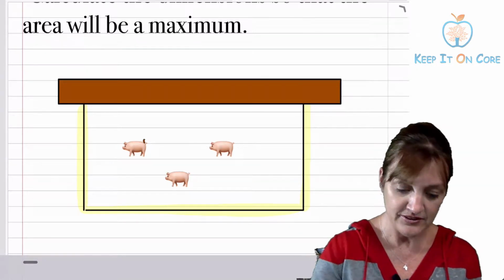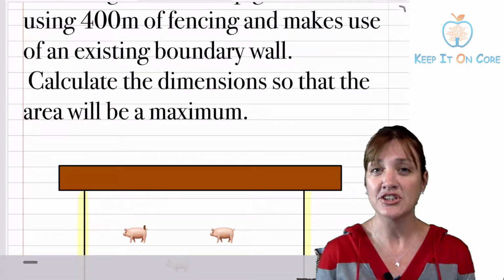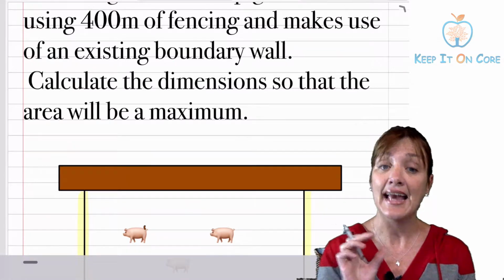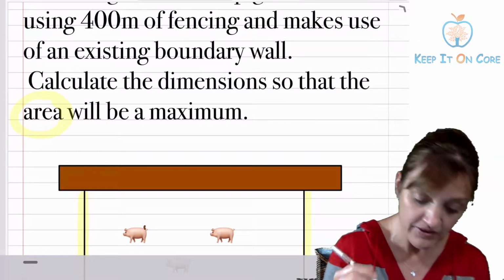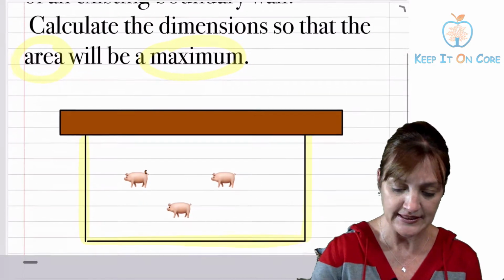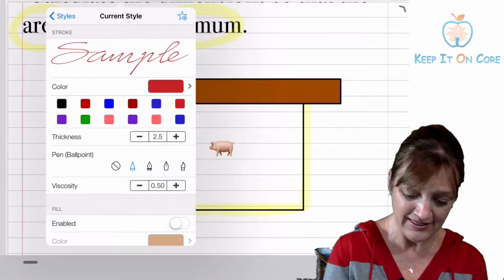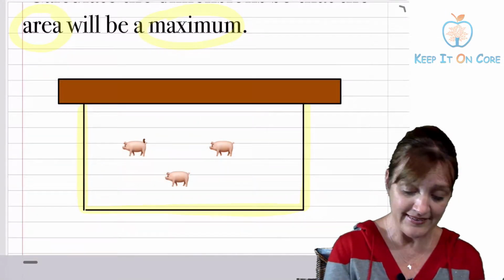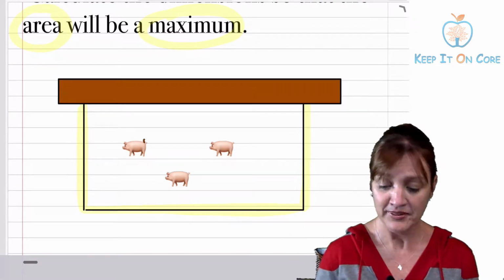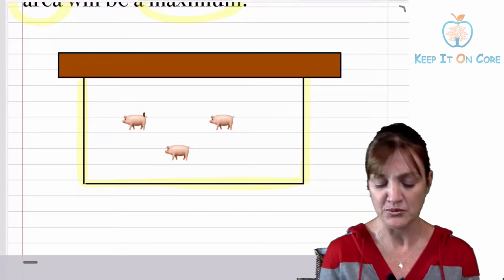Now, we need to take note of that. It says calculate the dimensions. When they use the word dimensions, we're looking for your length times your breadth, so that the area will be a maximum. Right, so let's see how we're going to go about doing this. What do I know right away? The only thing I really know right away is that these three yellow sides added up give me 400 meters. So we're going to have to start by giving ourselves some variables to work with here.